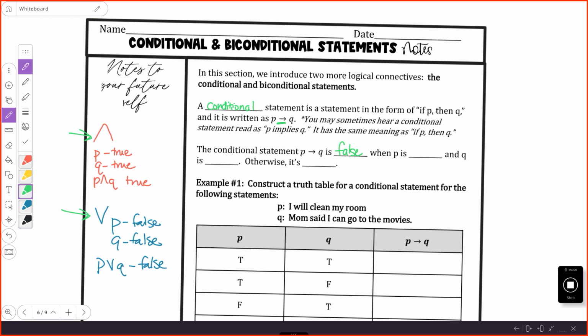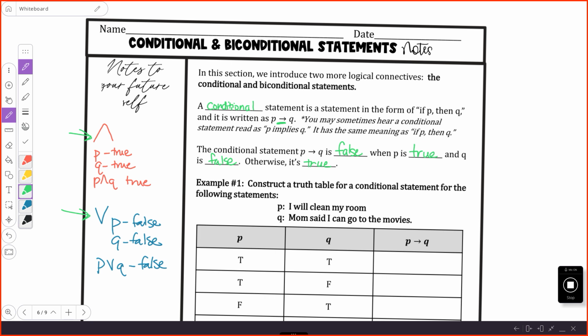The conditional statement P implies Q is false when P is true and Q is false. Otherwise, it's true. So they've given us a statement. P, I will go clean my room, and Q, Mom said I can go to the movies.